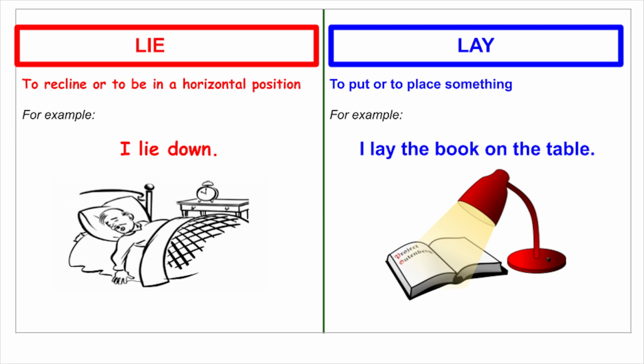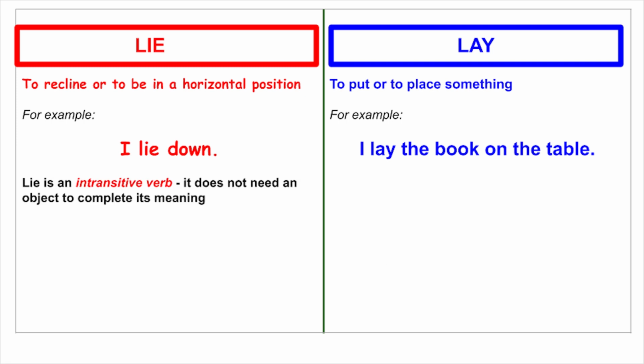Now, let's look at how we identify the difference between lie and lay. Lie is an intransitive verb. Remember what we said about an intransitive verb? It does not need an object to complete its meaning. It may, however, have an adverbial phrase or a prepositional phrase. An object usually asks the question whom or what. For example, I lie down. If we ask the question lie whom or lie what, we do not have an answer.